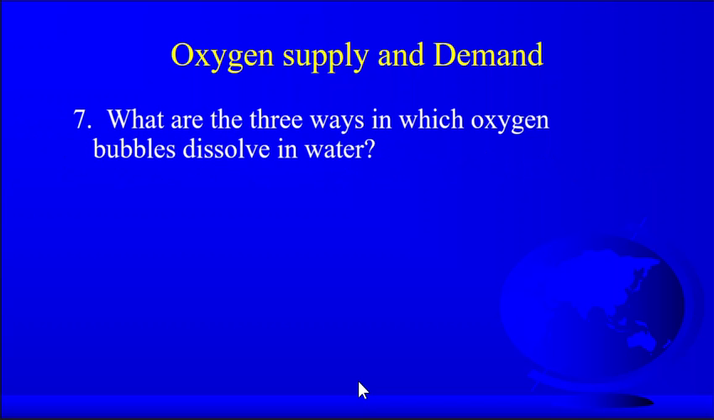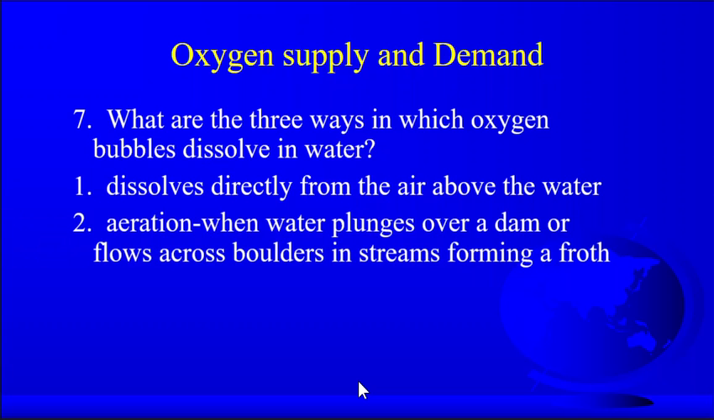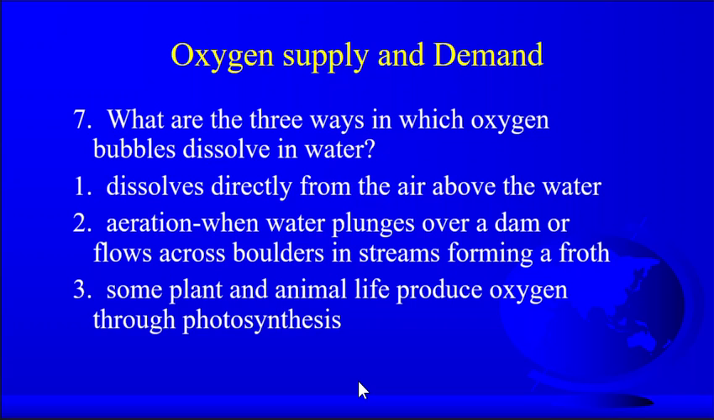What are three ways in which oxygen bubbles dissolve in water? Number one, they dissolve directly from the air above the water. Number two, aeration, when water plunges over a dam or flows across boulders in streams, forming a froth. And number three, some plants and animal life produce oxygen through photosynthesis.